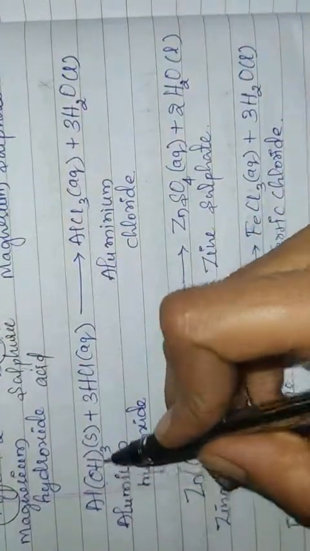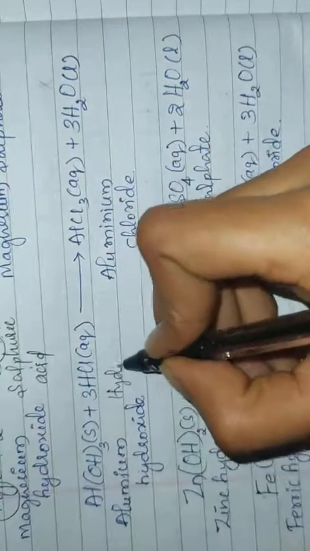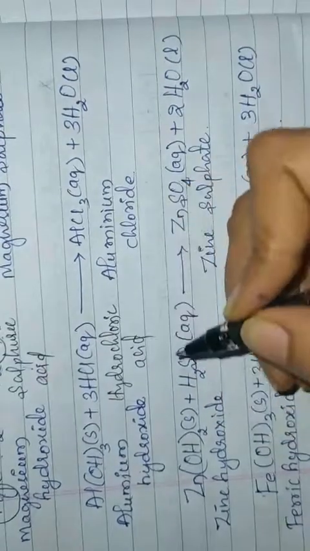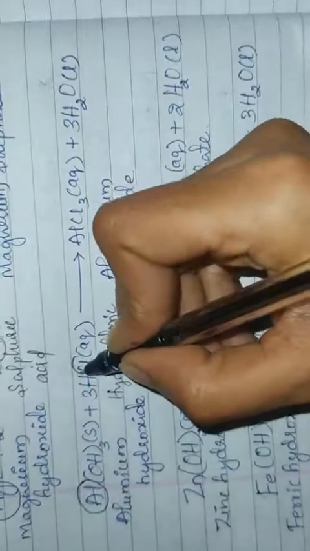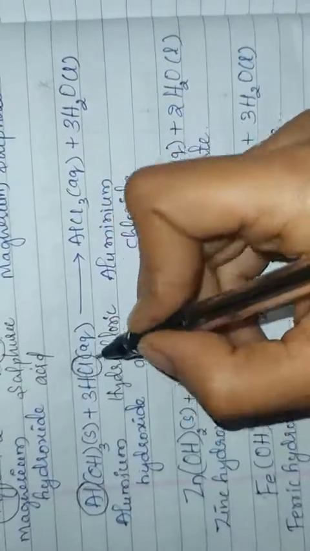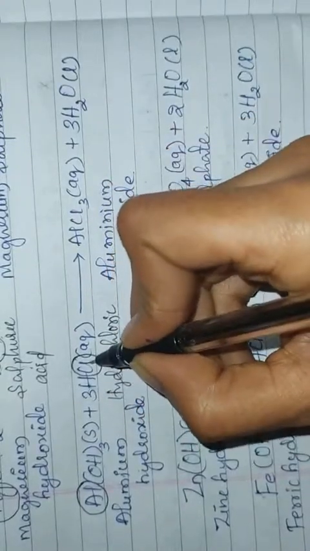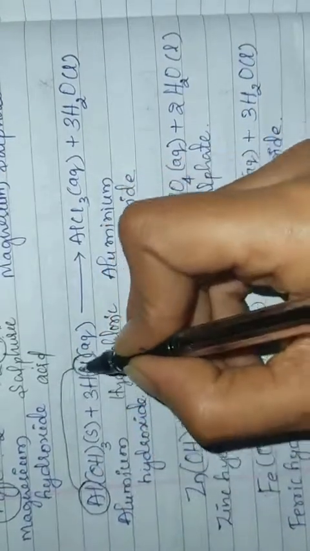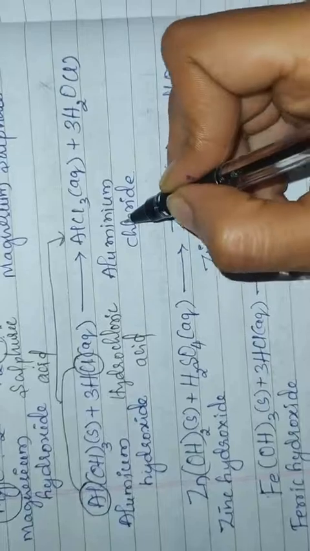Here, aluminum hydroxide reacts with hydrochloric acid. Here this aluminum metal reacts with the chlorine which is present in hydrochloric acid. See here, 3 chlorine atoms are there. This one aluminum will react with 3 chlorine atoms and it will form aluminum chloride.